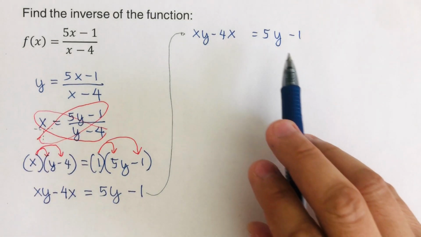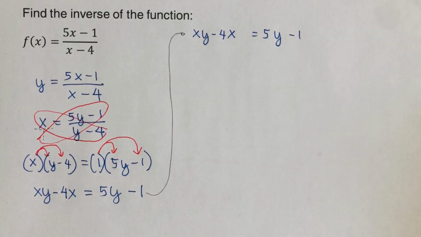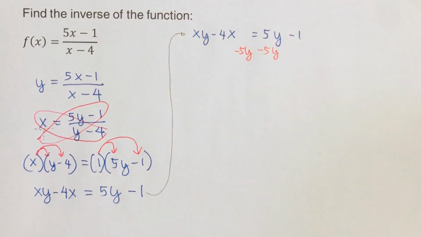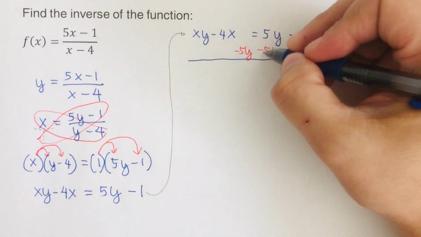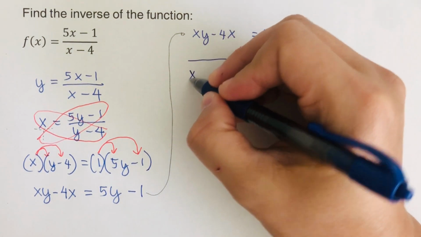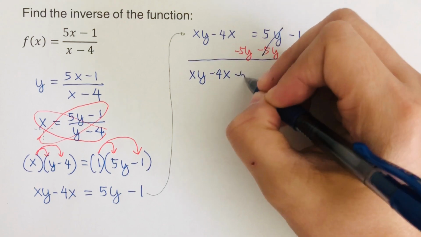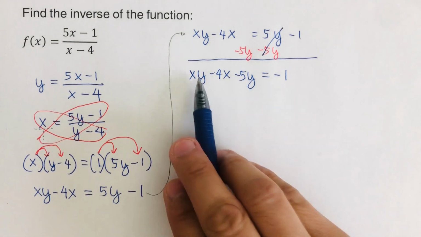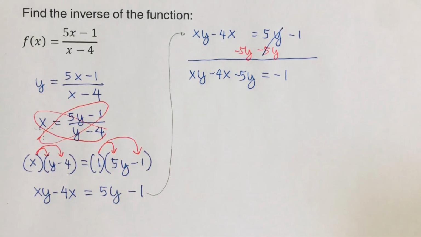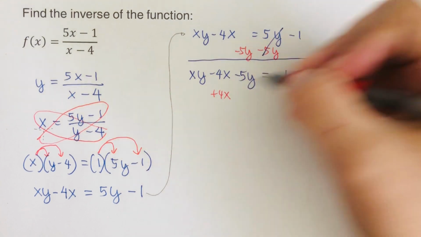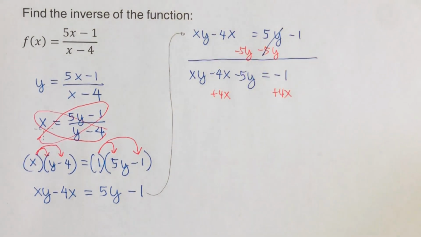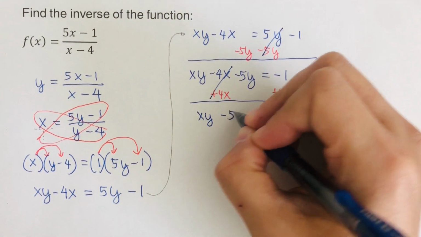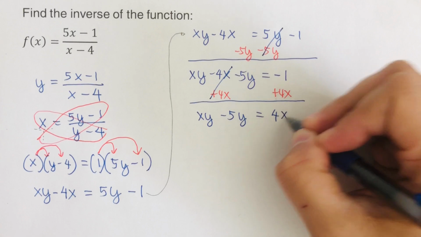Since we want y by itself, we can go ahead and put all the y's on the left side. So I subtract 5y to both sides, minus 5y. So then we can go ahead and cross the 5y out. So we're left with xy minus 4x minus 5y equals negative 1. Since we want y by itself, this one doesn't have a y, so we are going to add 4x to both sides. So plus 4x and plus 4x. So then we are left with xy minus 5y is equal to 4x minus 1.